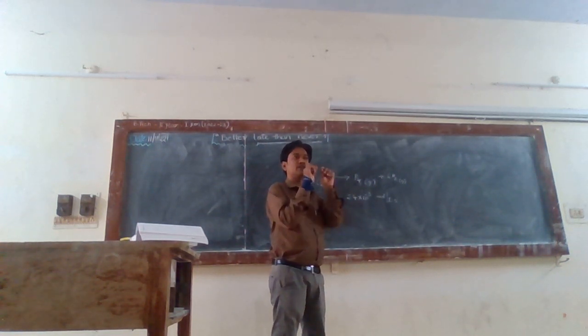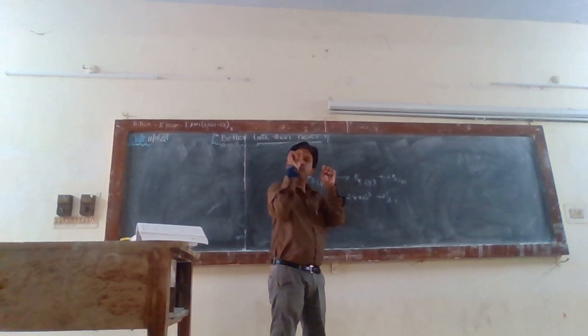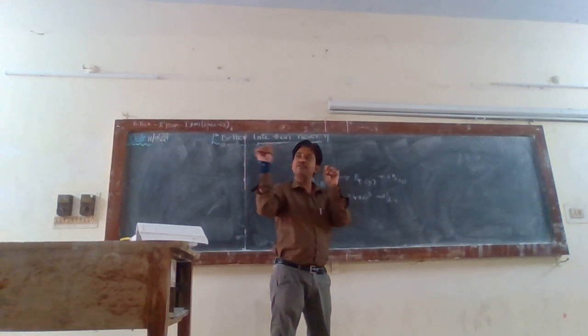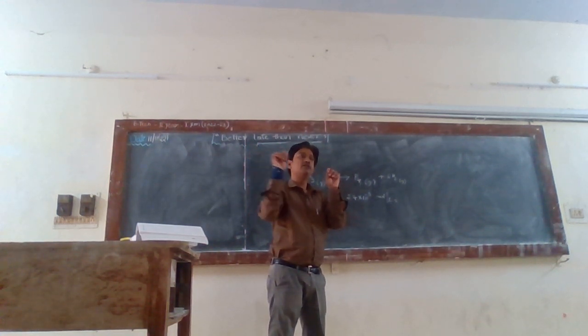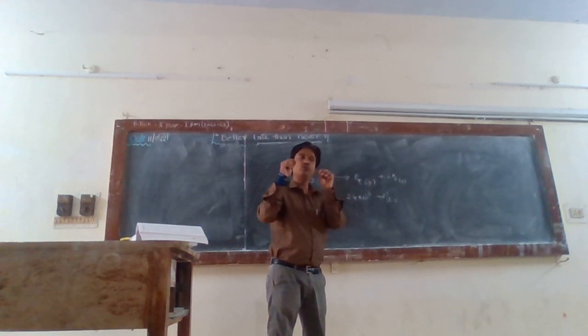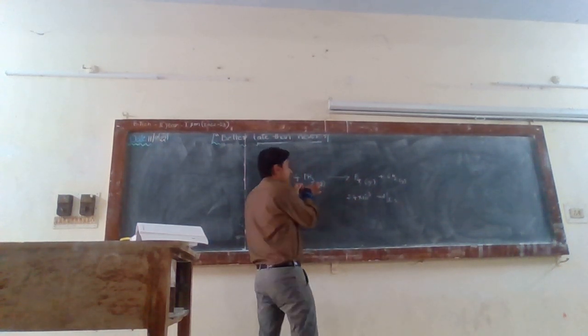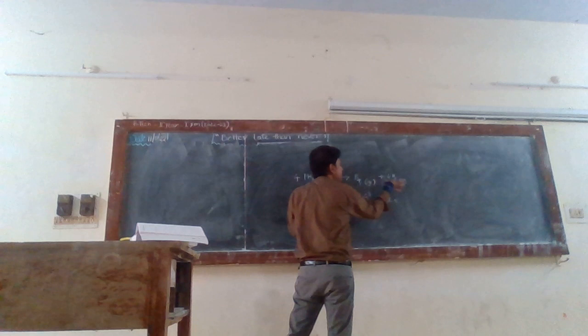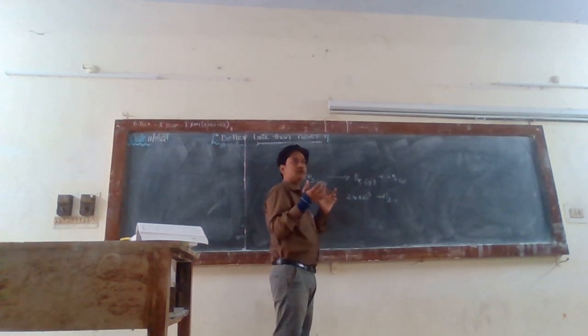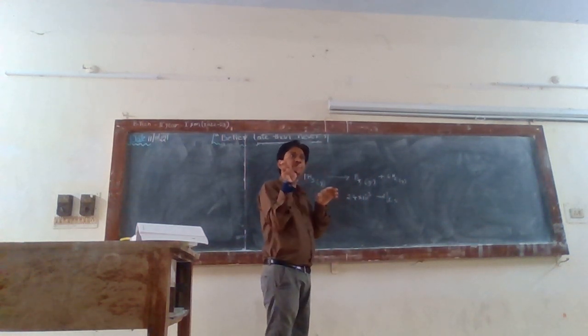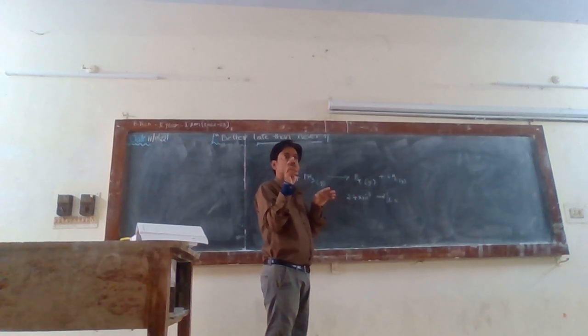Because I gave small a capital A plus small b capital B gives small c capital C plus small d capital D. So what is the relation I told? Minus RA by small a is equal to minus RB by small b. So if I write rate of phosphine, rate of phosphorus, rate of hydrogen, you know the relation between them. So the first question will be answered very easily.